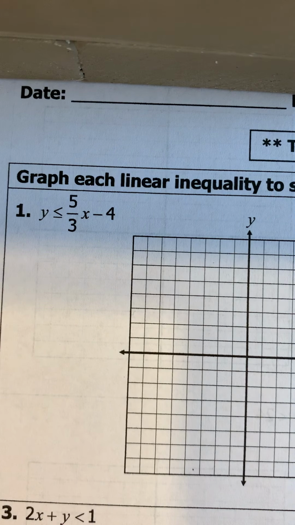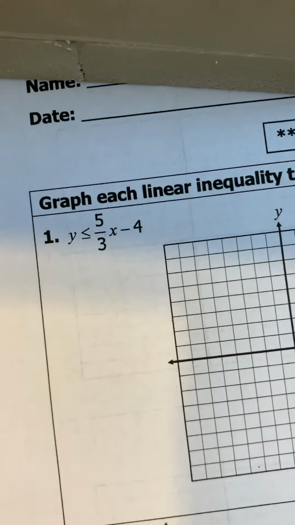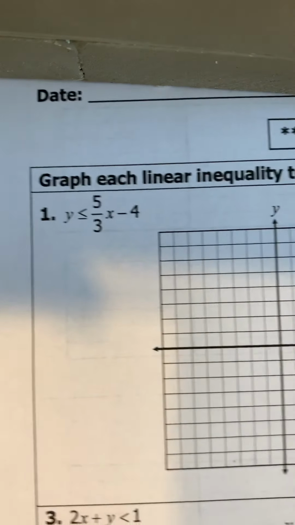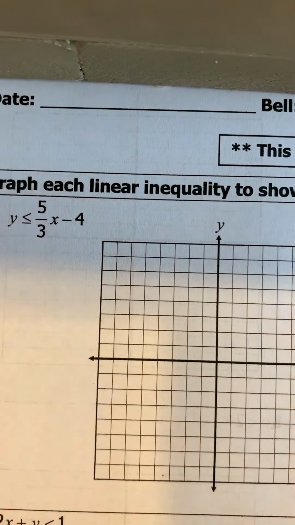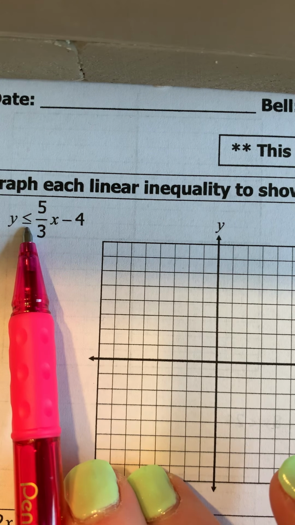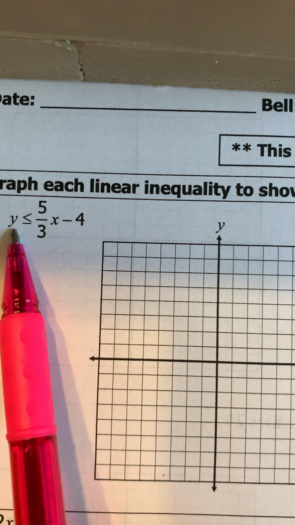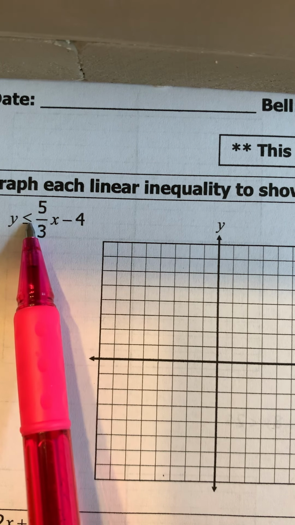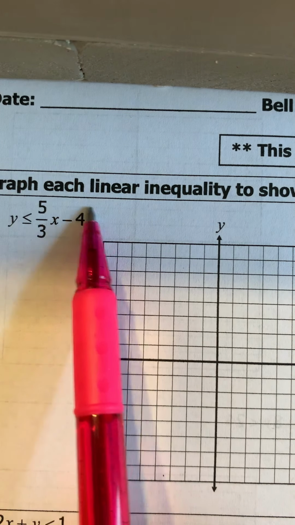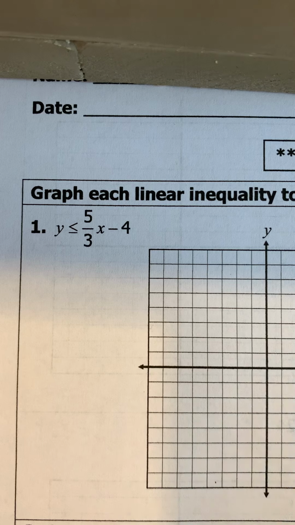Hi guys, so I'm going to go over this worksheet with graphing the linear inequalities. So you graph these just like you would a regular equation, except it has the inequality symbol. So you need to figure out if your line should be dotted or solid, and which side of the line you need to shade on. Because basically what this says is that you can have any y value that is less than or equal to this line. Okay, so the first thing, you want to make sure that it's in y equals mx plus b form.